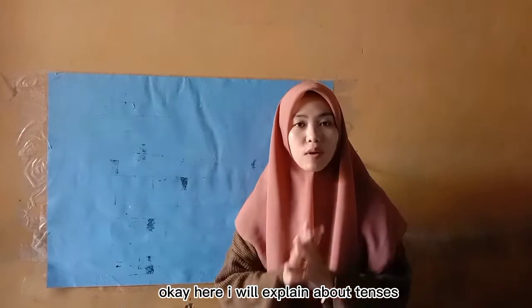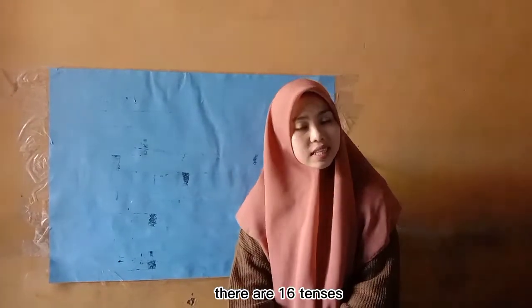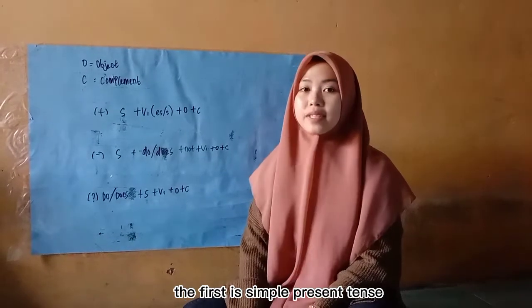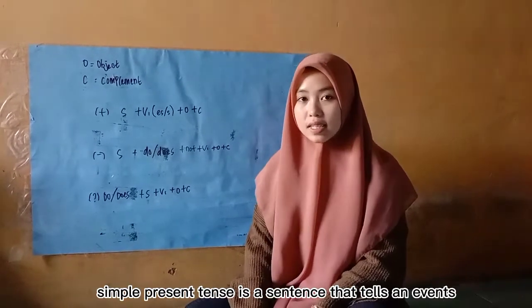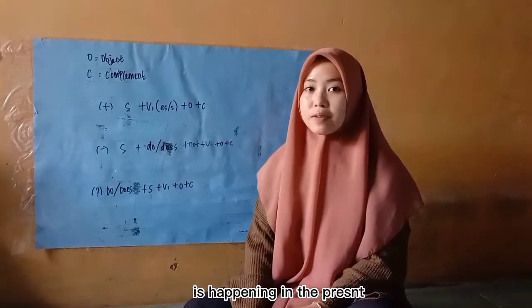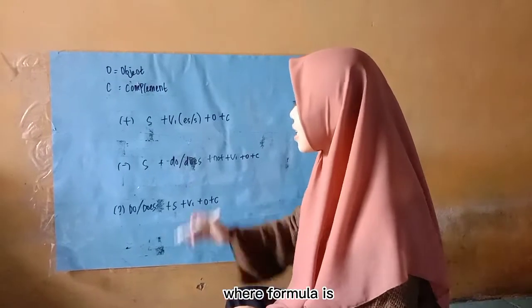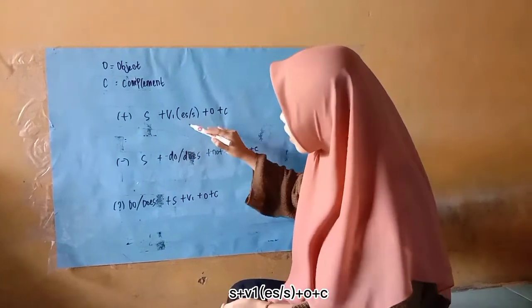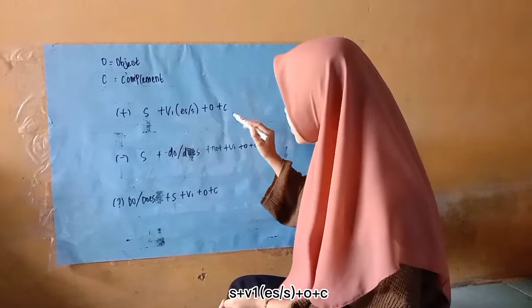Okay, here I will explain about tenses. There are 16 tenses that I will explain. The first is simple present tense. Simple present tense is a sentence that tells an event happening in the present. The formula, if positive, is subject plus verb one plus s or es plus object plus complement.